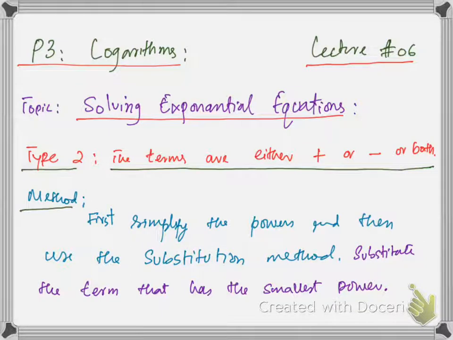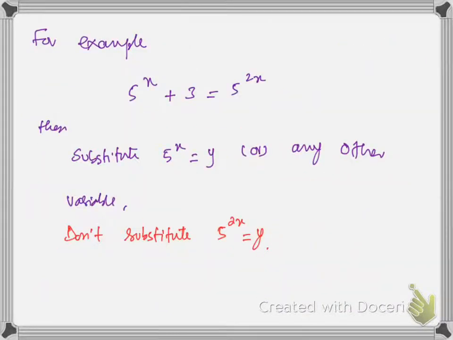Method. First simplify the powers and then use the substitution method. Substitute the term that has the smallest power. For example, in this question, we have 5 power x here and 5 power 2x here. So we will substitute 5 power x to y or any other variable. You can write 5 power x to u, 5 power x to v. I use y. Don't substitute 5 power 2x to y. This will make the calculation very difficult.